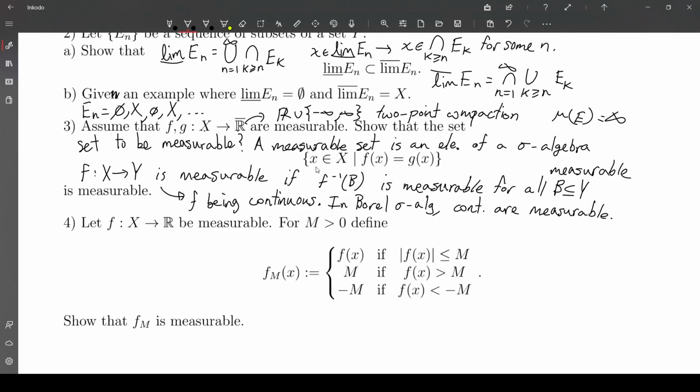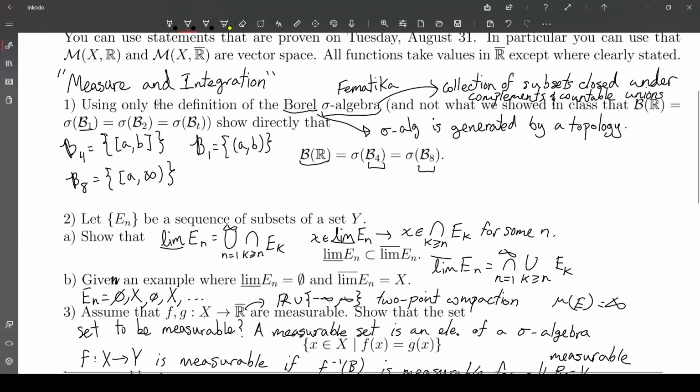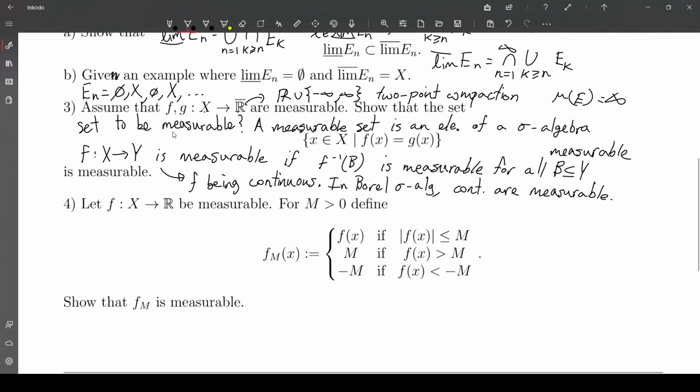So I've kind of written all over the problem, but we're basically just asked to show that given two measurable functions, the set of points where they are equal is measurable. And the way you can show this is, the set of measurable functions forms a vector space. So in particular, f minus g is measurable.